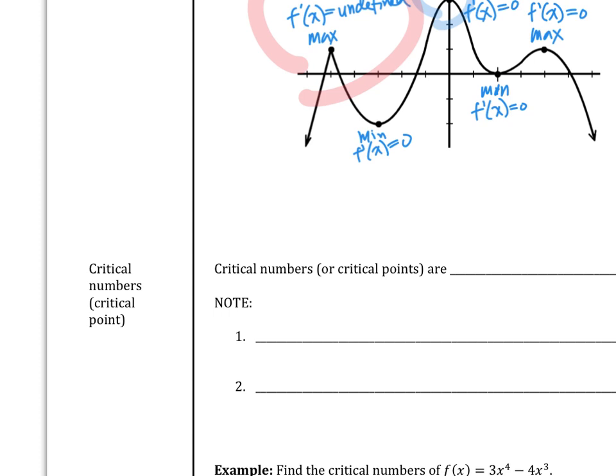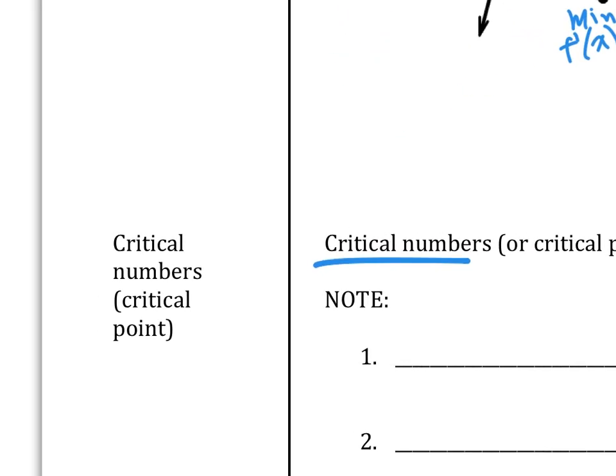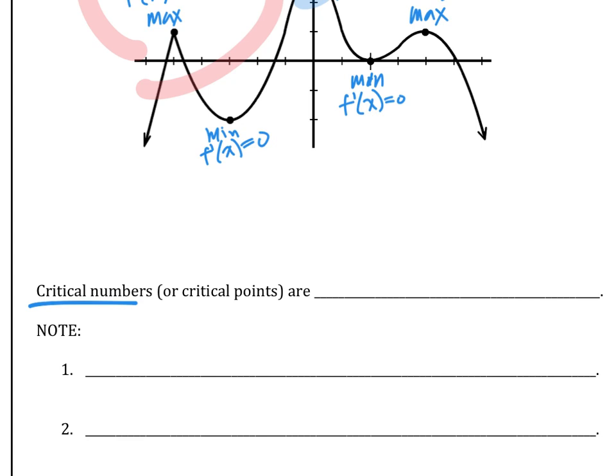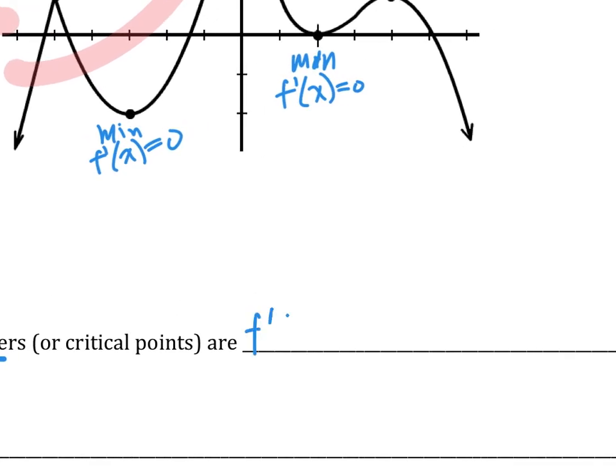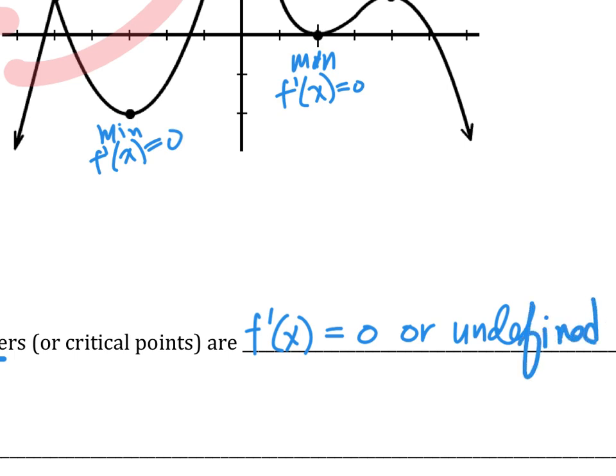These points where we qualify them as possible maximum or minimum are called critical numbers. So this is an important vocab here. Critical numbers, or another way to say it, is critical point. These are points where f prime of x is equal to 0 or undefined. Because these are the places where it's possible to have a maximum or minimum.